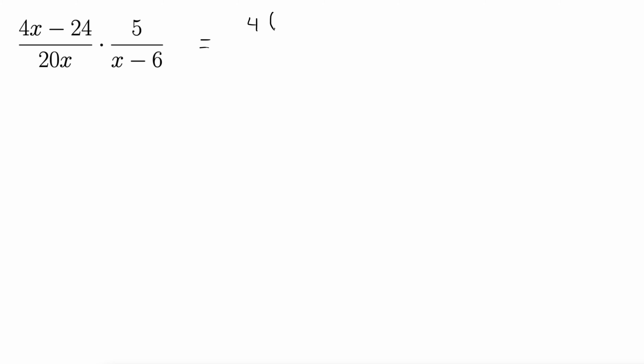I'm going to write it as 4. I'm factoring out a 4. X minus 6 left over. Okay, and then we have a 5 there as well because we multiply that by 5. Down on the bottom we have 20x and then x minus 6.